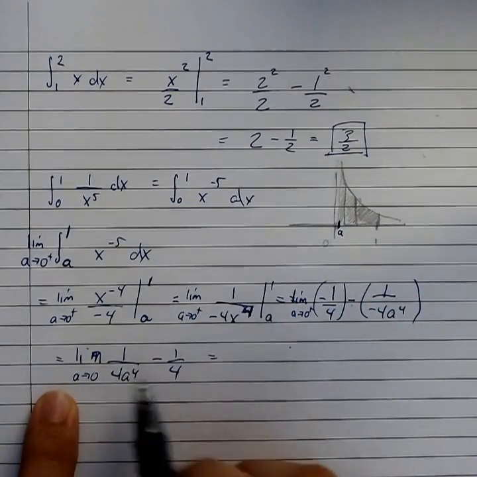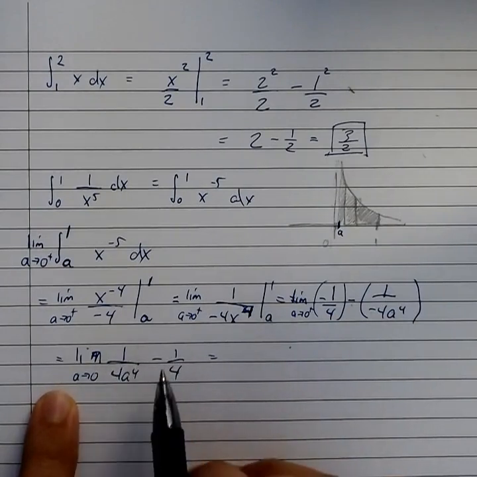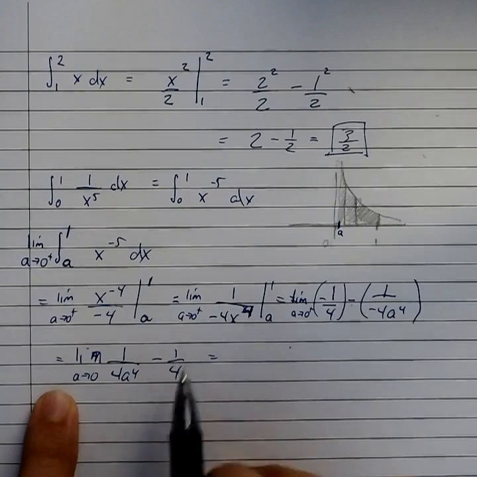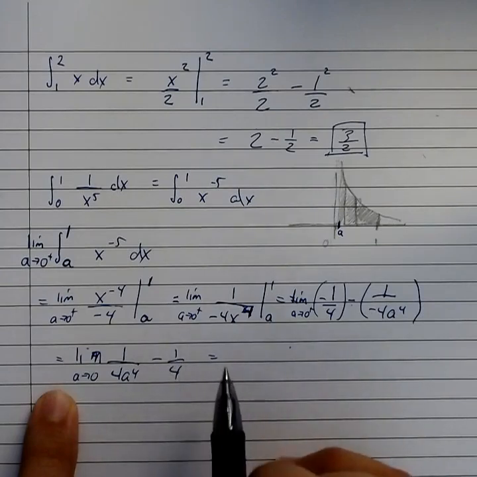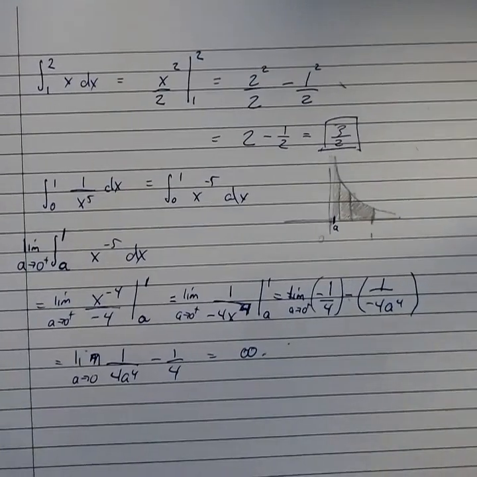So here that's infinite, minus a little bit, well, that's still going to be infinite. If you take something that's infinitely large and subtract a constant, no matter what constant that is, you still end up with something that's infinite. All right, so that looks like this.